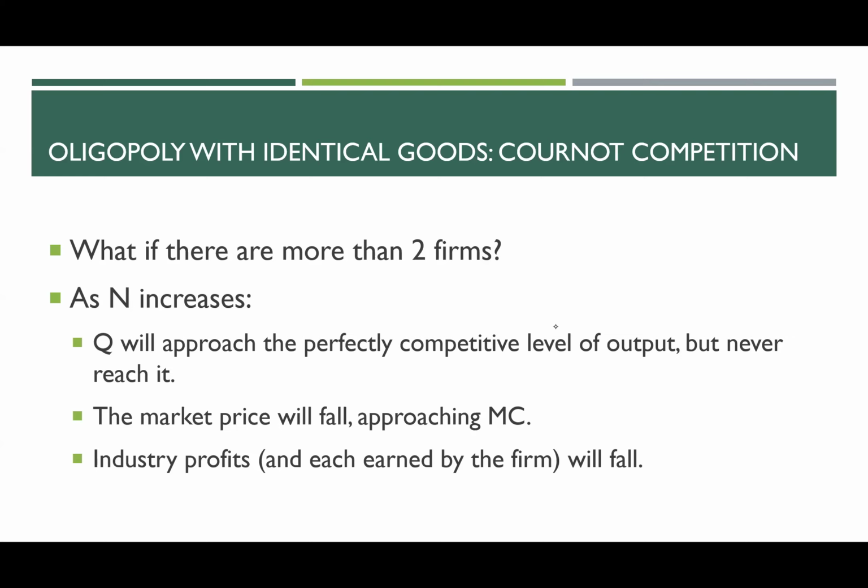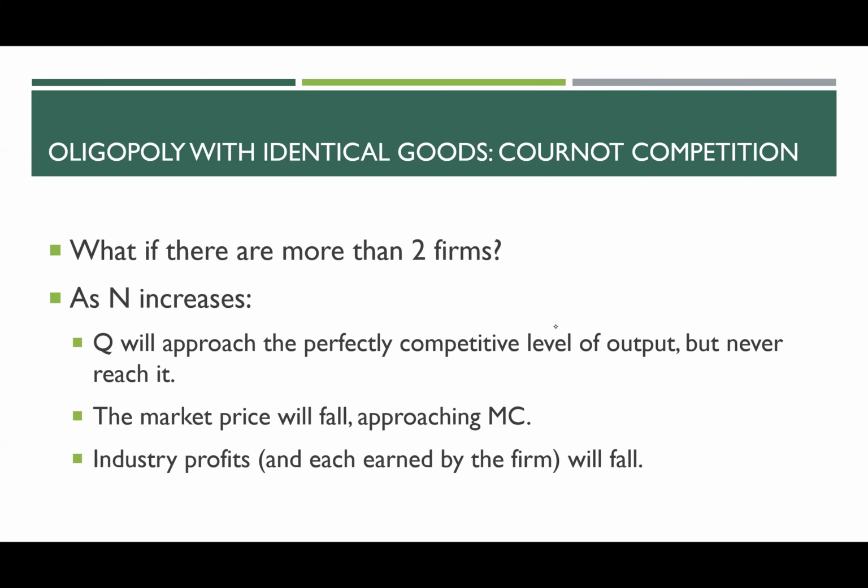As that quantity increases with the amount of firms in the market, what we're going to see is that the market price is going to fall. And similarly, it's going to approach that perfectly competitive level of approaching the firm's marginal cost, but it's never going to actually get there. Okay. And so what that means then is that the industry profits and subsequently the profits earned by each firm are going to approach the perfectly competitive level, meaning they're going to fall and they're going to approach zero.